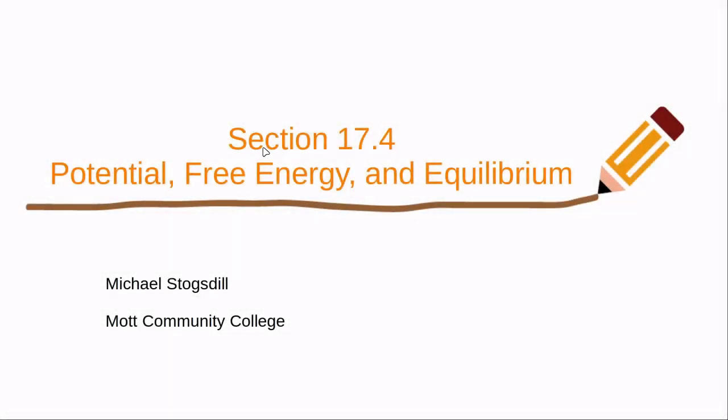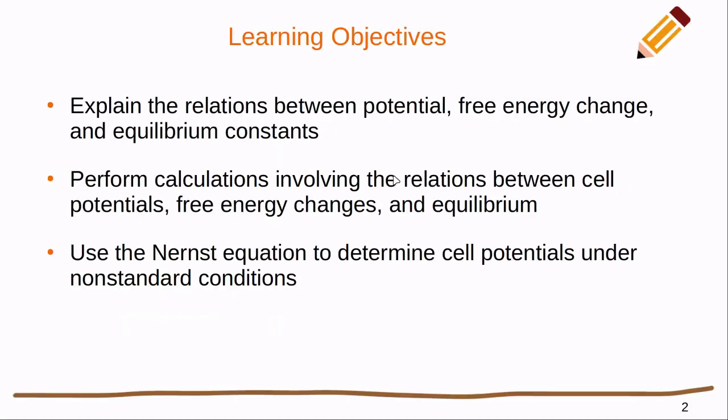Hello everybody, in this video we're going to be covering section 17.4, potential, free energy, and equilibrium. We're going to explain the relations between potential, free energy change, and equilibrium constants. We're going to perform calculations involving the relations between cell potentials, free energy changes, and equilibrium. And then we're going to learn about the Nernst equation. We're going to use it to determine cell potentials under non-standard conditions.